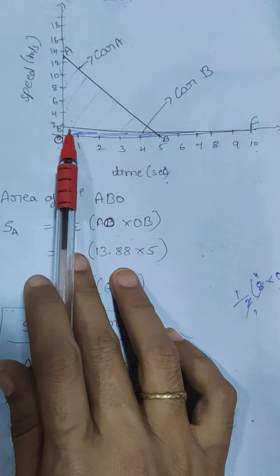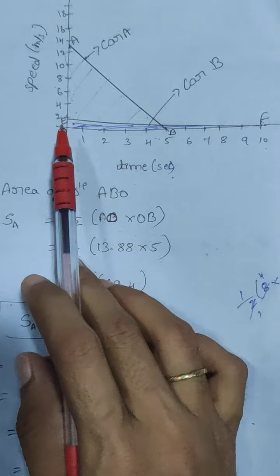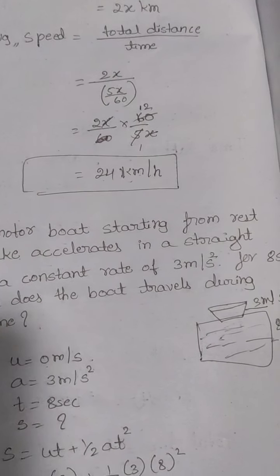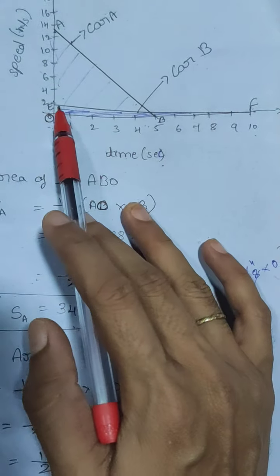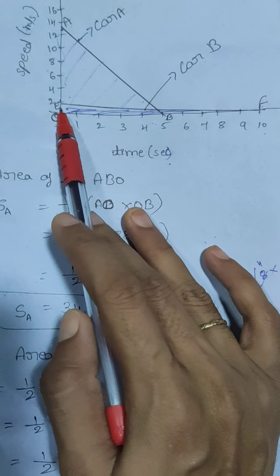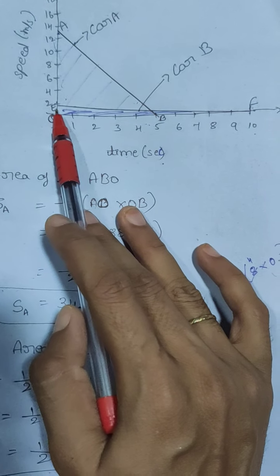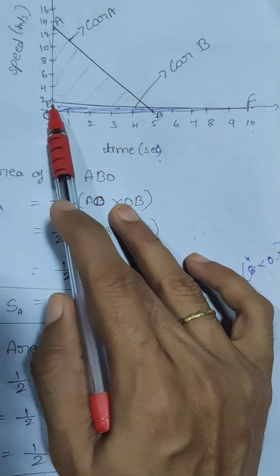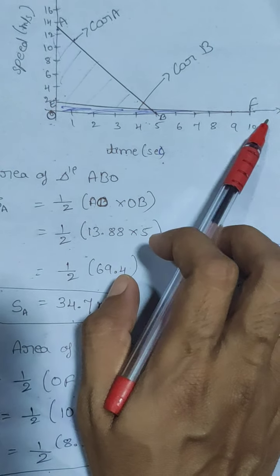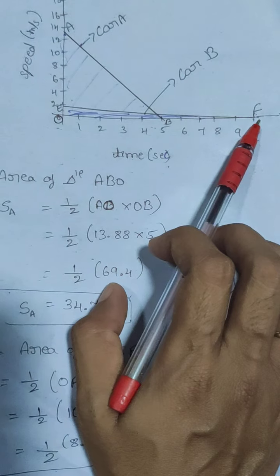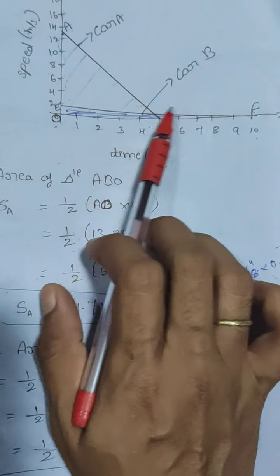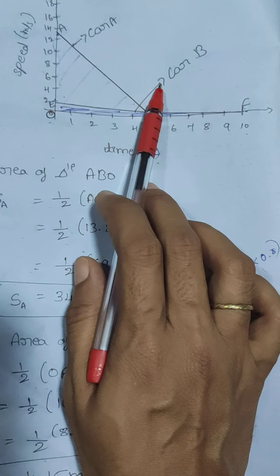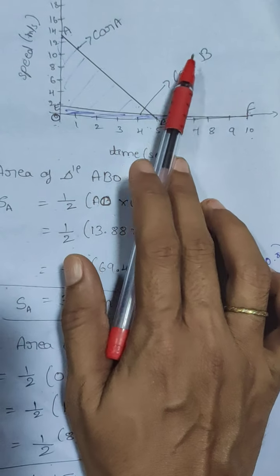And for car B, the speed is 0.8, which is approximately equal to 1. So here I make a point, and the time is 10 seconds. The next point comes here. Join this, and this graph shows the speed versus time graph for car B.